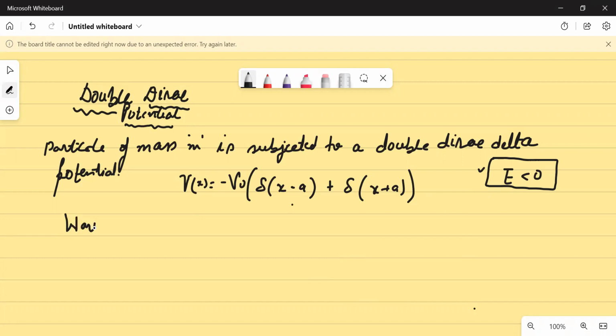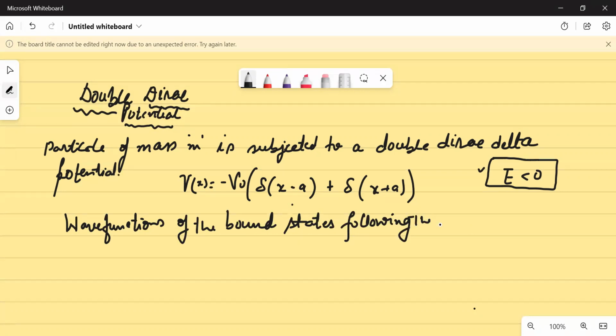Later on we wanted to find the number of bound states, but initially we actually derived the wave functions of the bound states following the above given potential. So if your particle follows the above given potential, what will be the wave function of the bound state? This is something that you have to do. So how to go about it? Let us see.